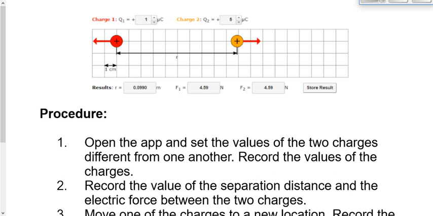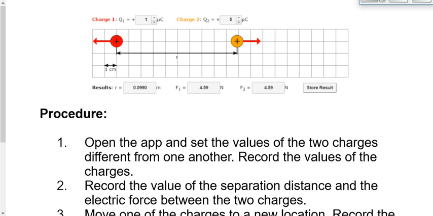When you open up Google Classroom, you're going to see a link under the assignment. And that link is going to take you to an applet, a Java applet. That's going to look something like this when you open it up. You see at the top of the page, there's two charges listed. Notice they give you the symbol for a charge as a capital Q. We usually make it a lowercase q, but that doesn't really matter, right?